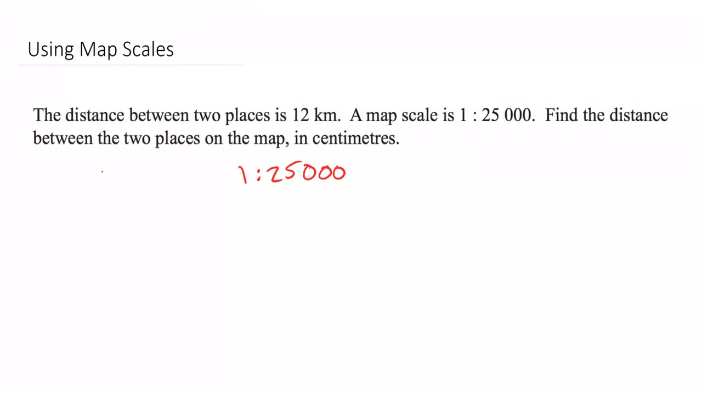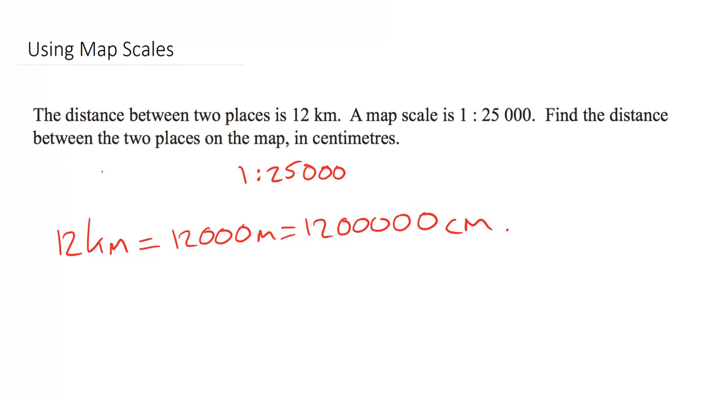So let's think about this 12 kilometers. If it's on a map, it's probably going to need to be thought about in centimeters first. So let's try and convert this to centimeters. If I multiply by 1,000, I'm going to have that in meters. And if I then multiply by another 100, so add another 2 zeros, we're going to have that in centimeters. So the distance that we need is there in front of us. It is 1.2 million centimeters.